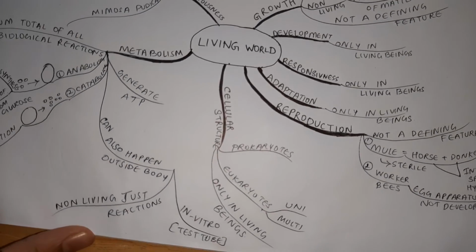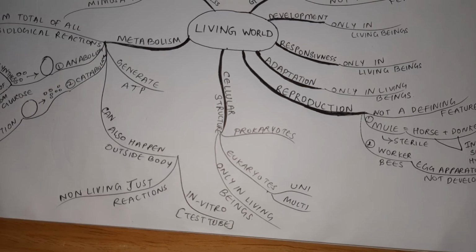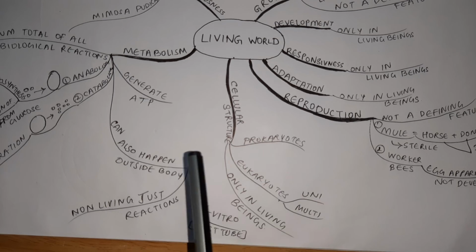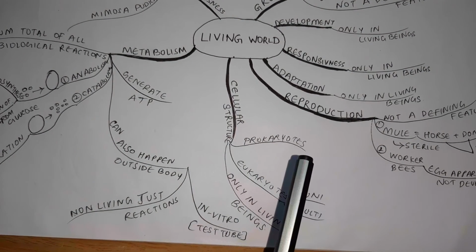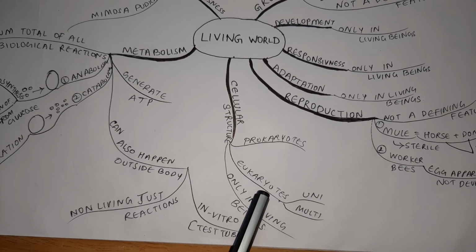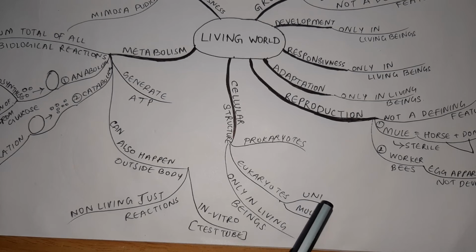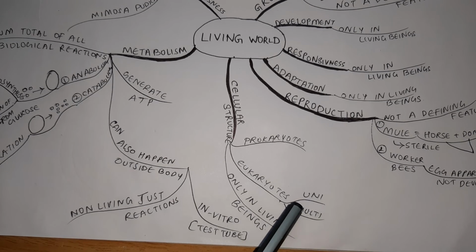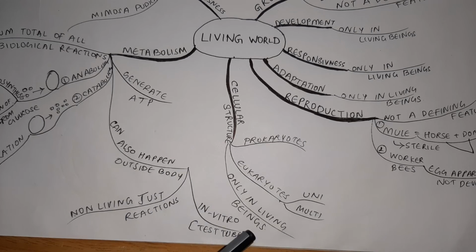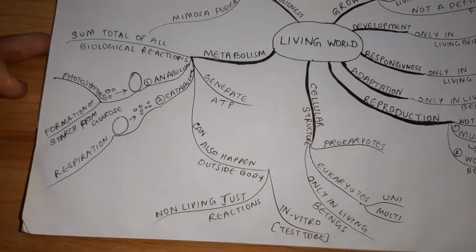Next, we have seen cellular structure. Cellular structure is different in prokaryotes and eukaryotes. In prokaryotes, we do not have all the cell organelles, and the cell structure is very simple, while eukaryotes can be one celled organisms or multicellular organisms. And we can also say that cellular structure is obviously a defining feature of living beings. Only living beings have cells.